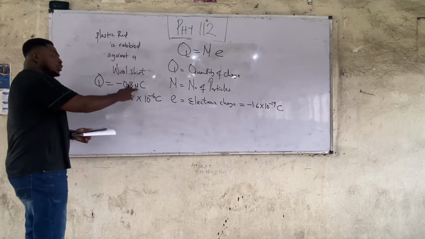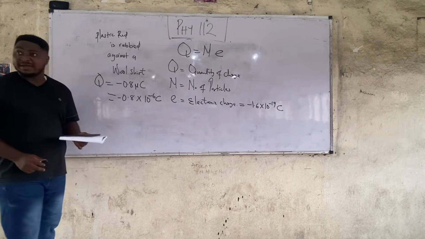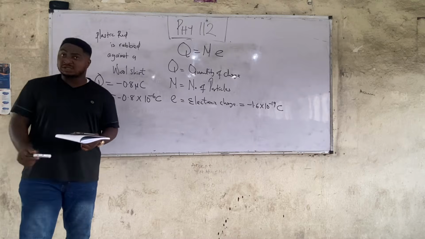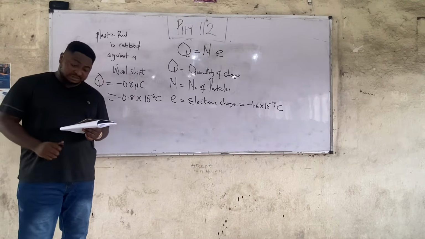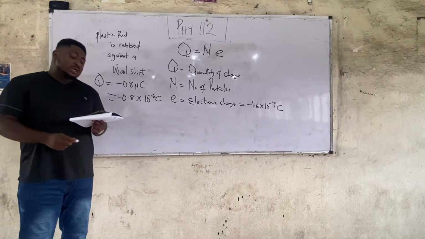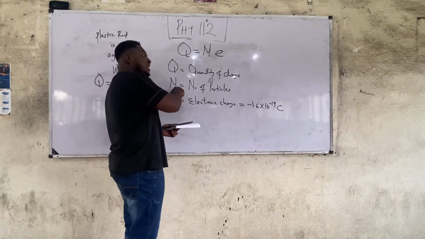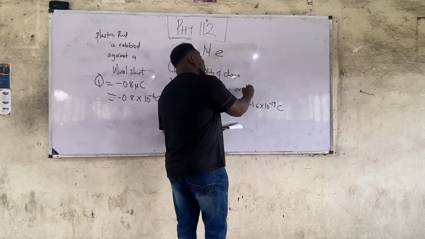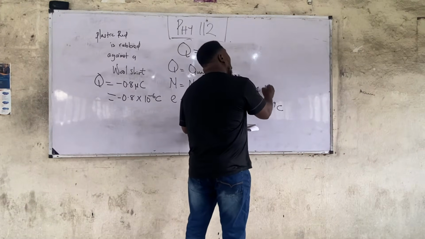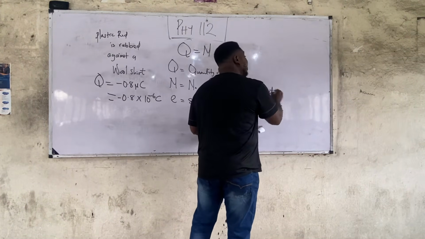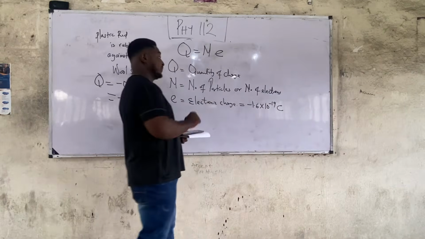So we just change micro to 10 raised to minus 6. Class, that micro there represents what? Multiplied by 10 raised to minus 6. Class, we were asked how many electrons are transferred. So they asked us to find the number of electrons. Class, this n could stand for number of particles or number of what? Electrons or number of atoms. Class, anytime you are asked to find the number of something, it is n, you are looking for n.